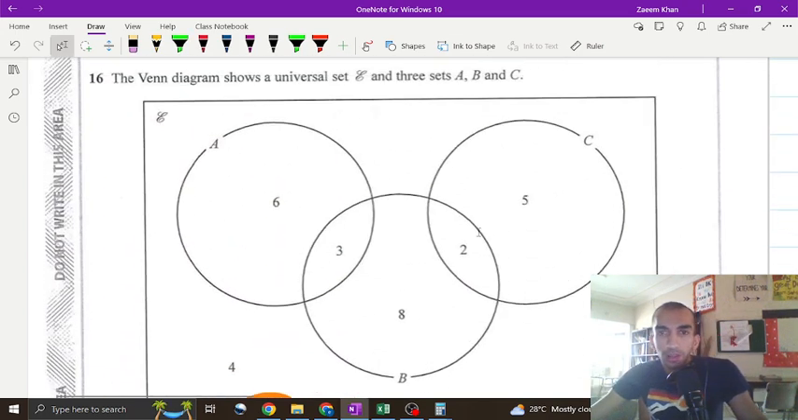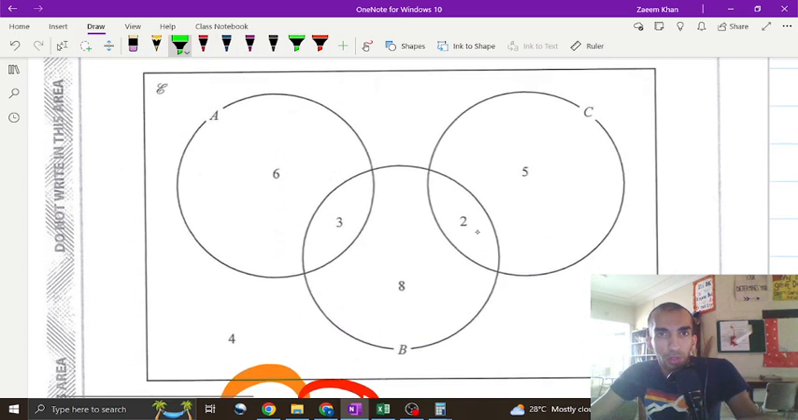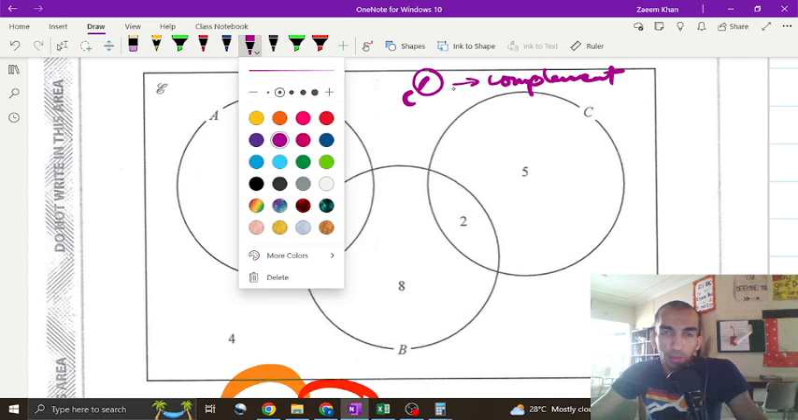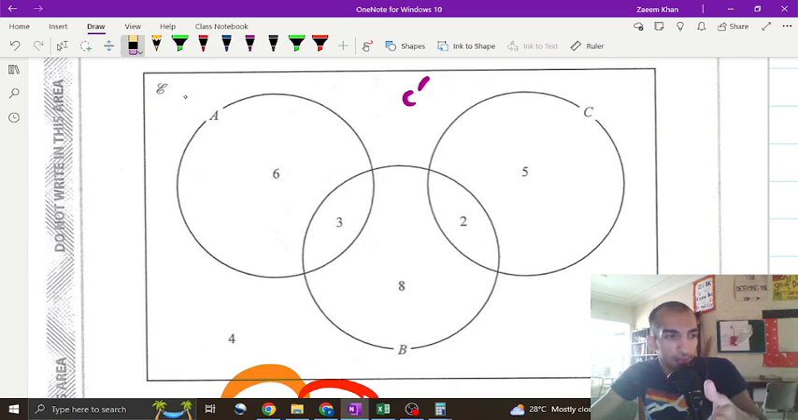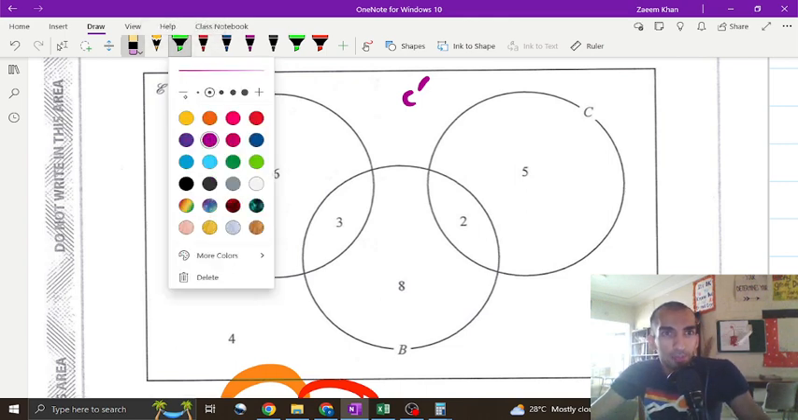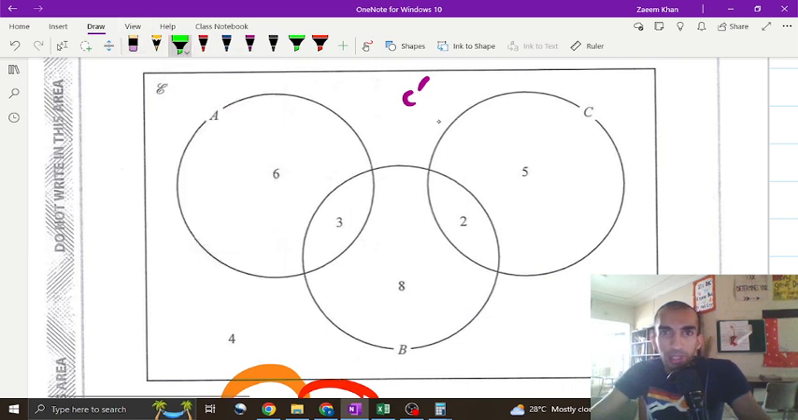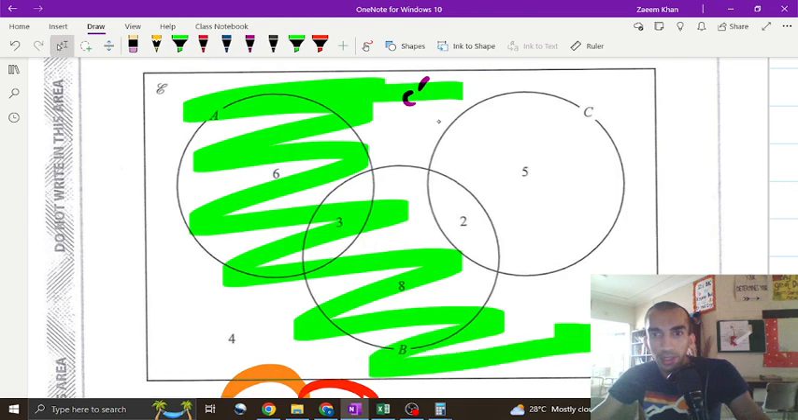Next question is number of elements of B intersection C complement. What does complement refer to? Or C prime, whatever you're familiar with. The book calls it complement. Some students are even familiar with the word prime, whatever works for you. It refers to everything that's outside of that particular set. Does this make sense? So if I were to shade the entire region outside of C, this is what it's going to look like.